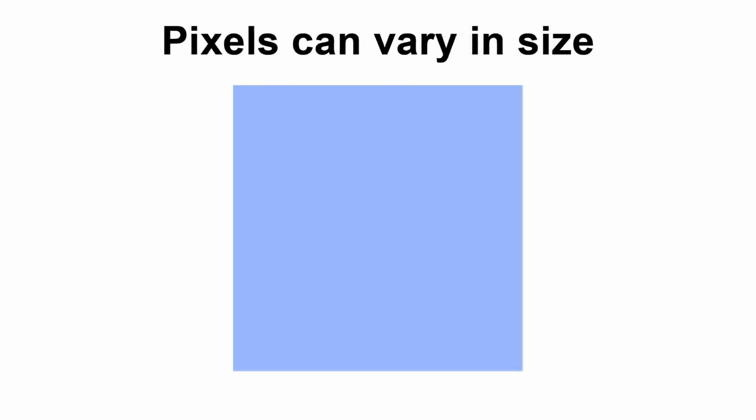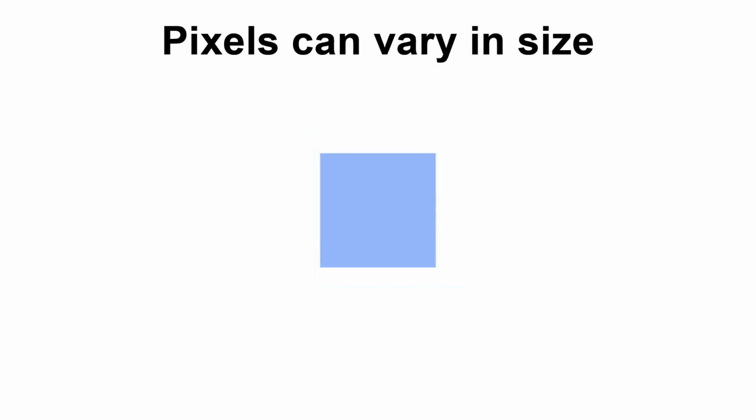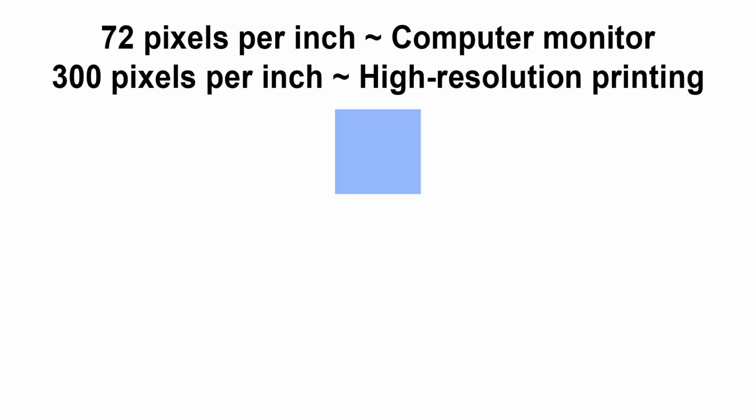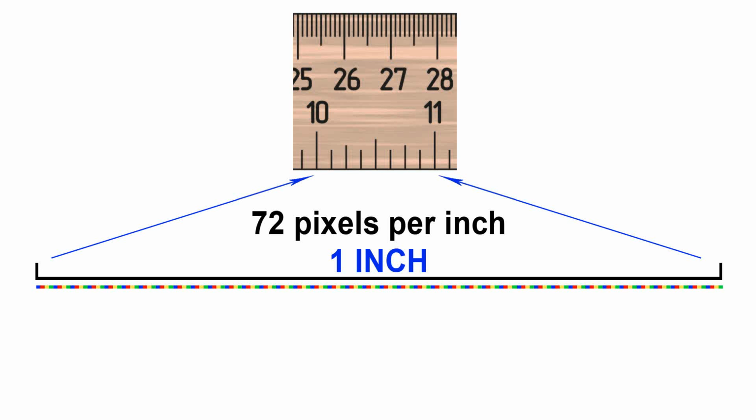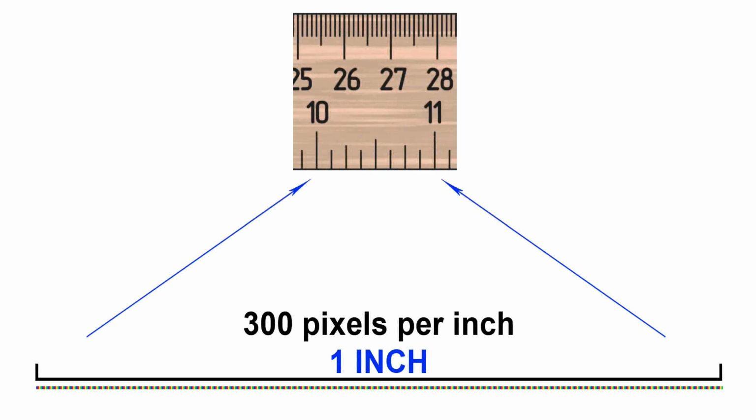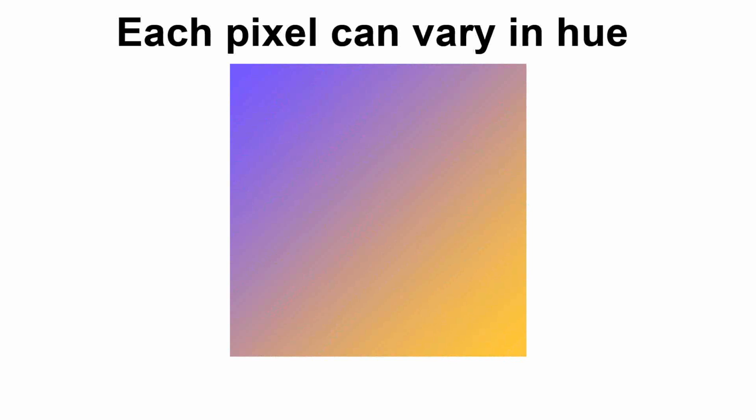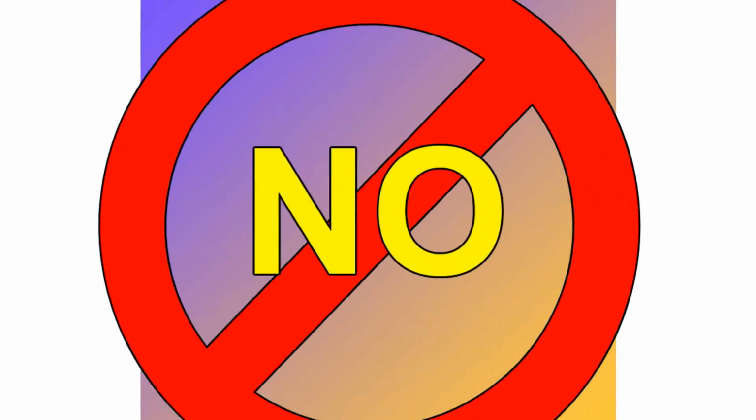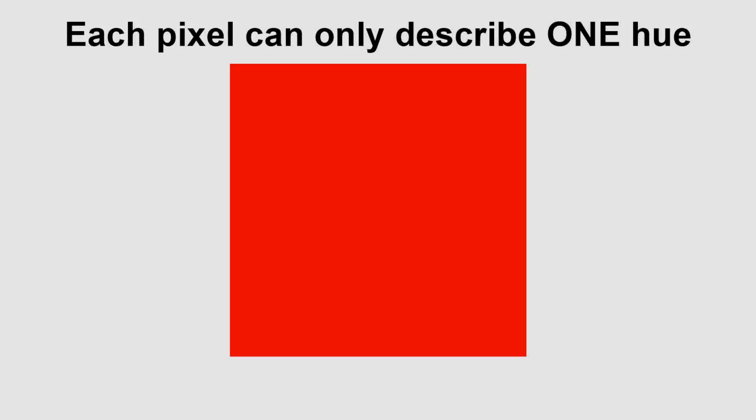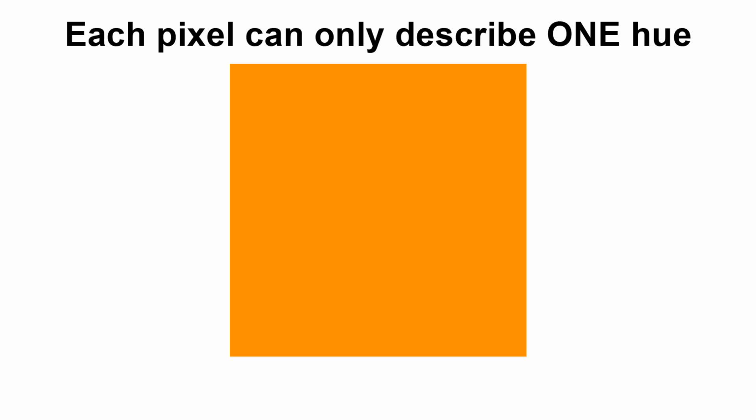Pixels can vary in size, and for this particular exercise, we're only considering two resolutions: 72 pixels per inch for a computer monitor and 300 pixels per inch for high-resolution printing. Think about it, 72 pixels per linear inch for computer monitor resolution and 300 pixels per linear inch for high-resolution printing. Each pixel can only describe one hue or tone.